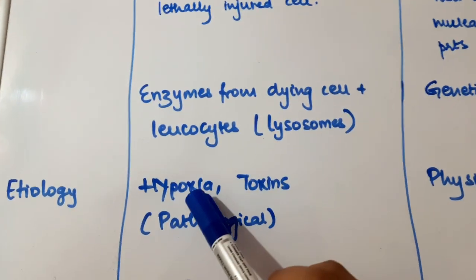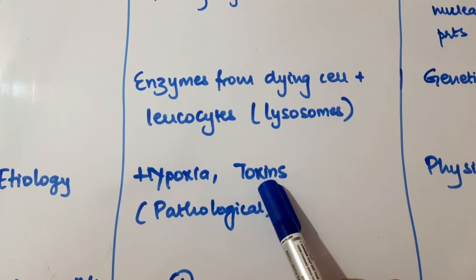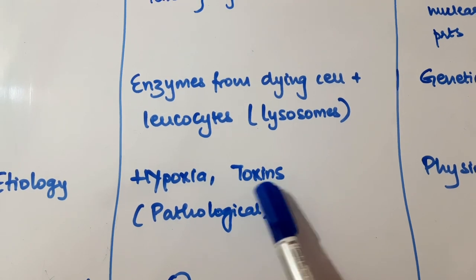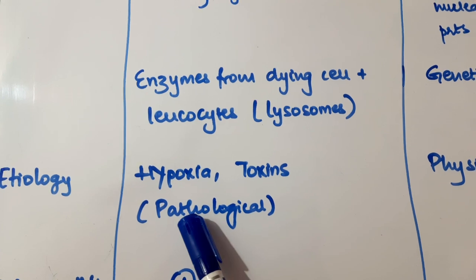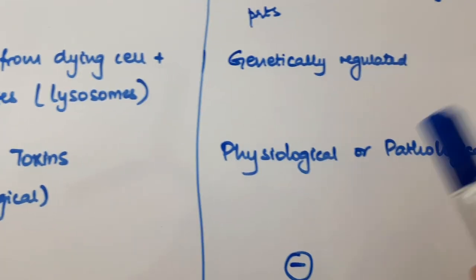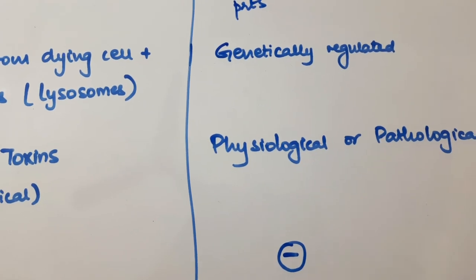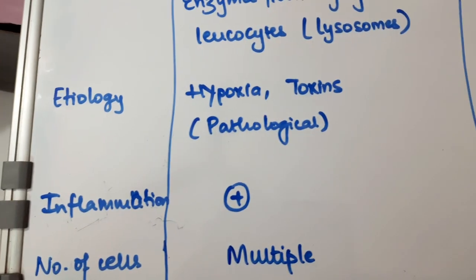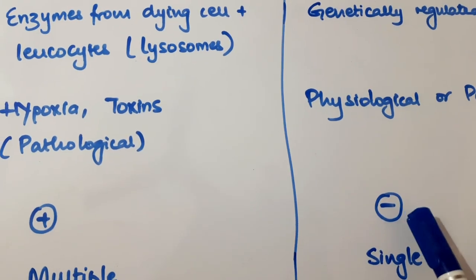Etiology of necrosis is when a cell undergoes hypoxia or toxins, which is hypoxic injury or toxic injury. That is when a cell undergoes necrosis. So it is almost always pathological. Whereas apoptosis could be physiological or pathological. It could be both. Inflammation is present in necrosis, whereas inflammation is absent in apoptosis.